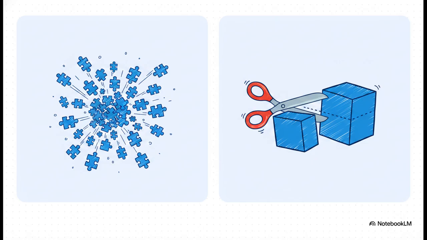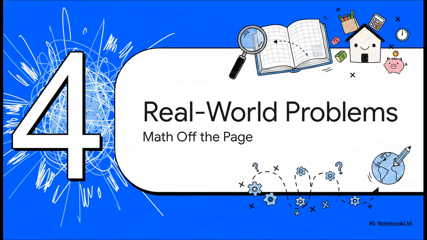Both methods are absolutely correct, and what's really important is that both methods still rely heavily on manipulating those tens and hundreds to actually find the answer. Okay, on to Section 4, solving real-world problems. This is where we're taking the math right off the page.